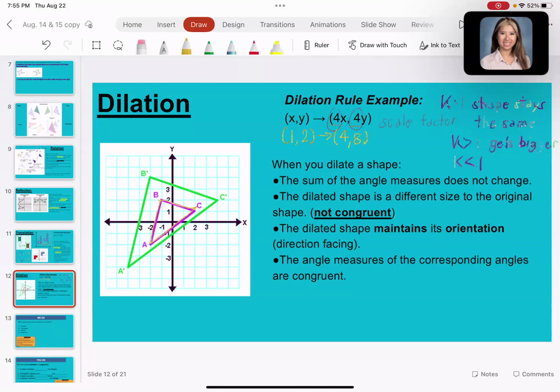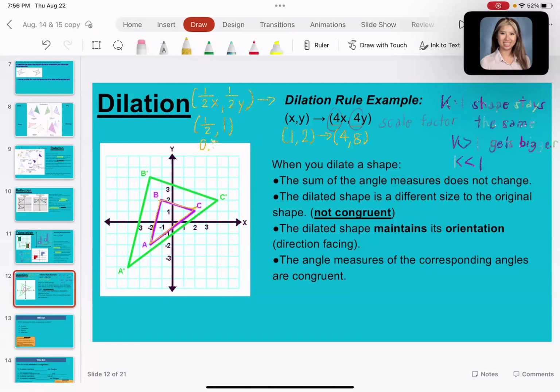Use a fraction as an example because fractions are always less than 1. So let's do half. So our rule will be half x comma half y. So using that same original 1, 2, half times 1, or 1 divided by 2, or 0.5. Then we have half times 2, or 2 divided by 2 is 1.